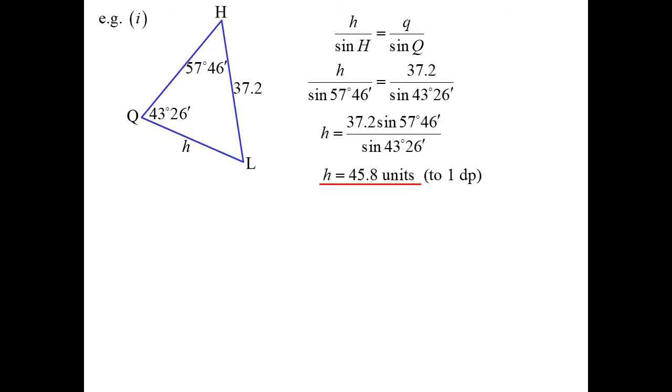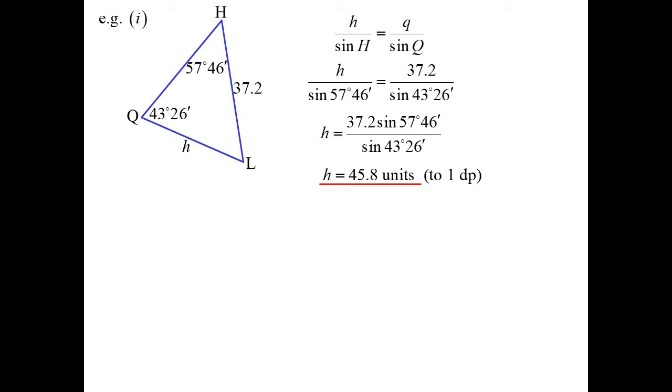So let's do a typical sort of example here. It doesn't matter what the letters are. I've got H, Q and L. Now it's H that I want to find, so I'm going to go H over sine H, and then I'll look for the information that I've got. Q over sine Q. Let's substitute in what we've got. So sine 57.46, and that's going to equal 37.2 over sine 43.26.